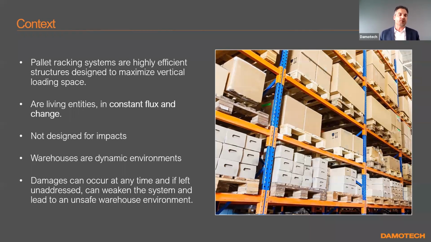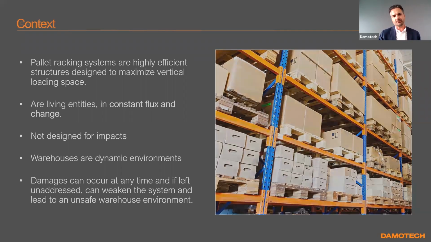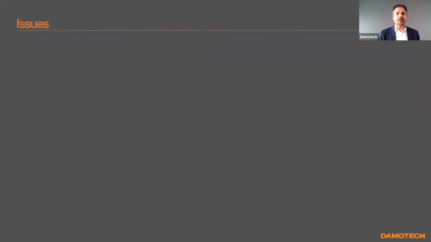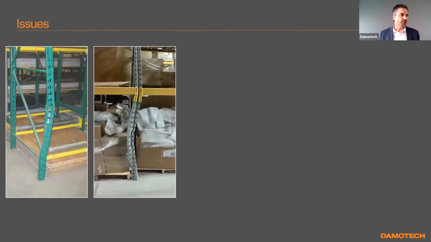Here's the most important part to retain: damages on a rack can occur at any given time. I think we know that. But if it is left unaddressed, the racking system can weaken and over time can lead into unsafe warehouse environments. So what are the issues that we typically run into? I think it's pretty generic to see these images.